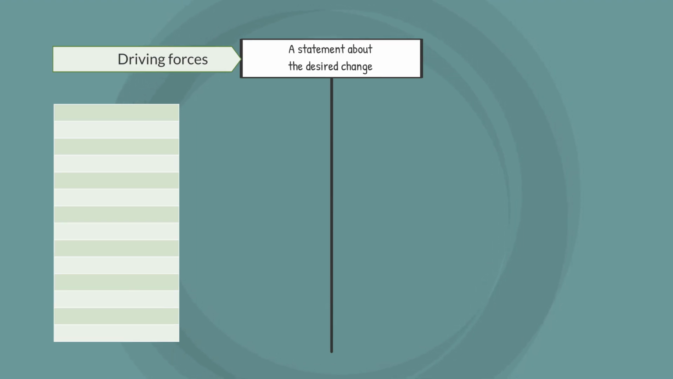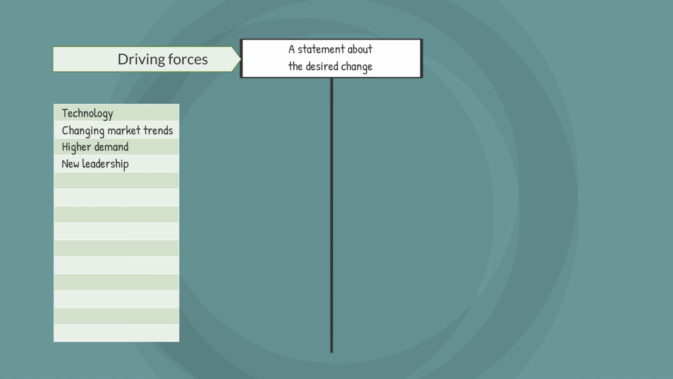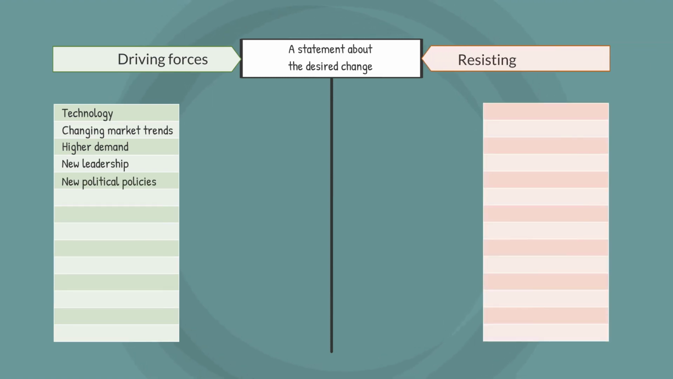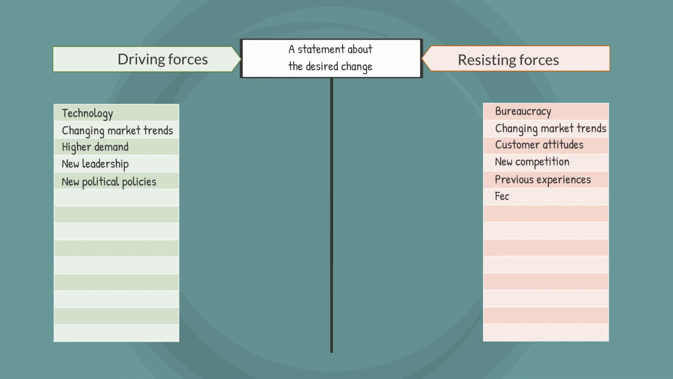This could include things such as improvements in technology, changing market trends, higher levels of demand, a change in leadership, or new political policies. On the other side of the page, you list those factors or forces that will work against you in resisting the change. These can be described as the project headwinds. They can include levels of bureaucracy, changing market trends, or customer attitudes, changes in competition, previous experiences, and fear of change.